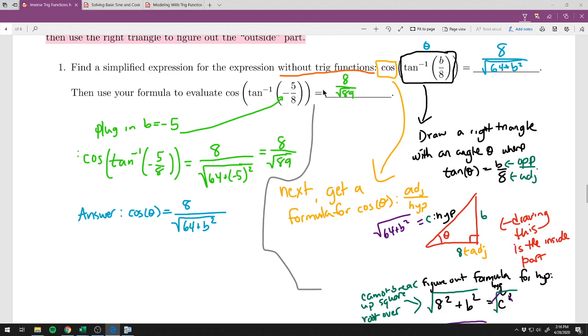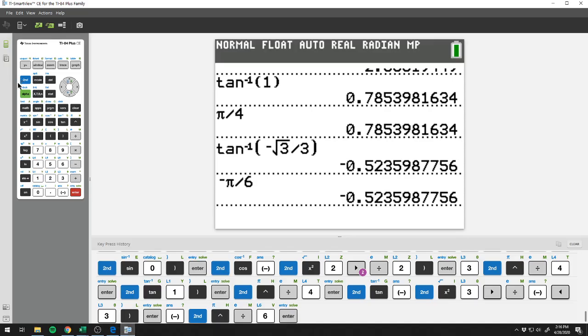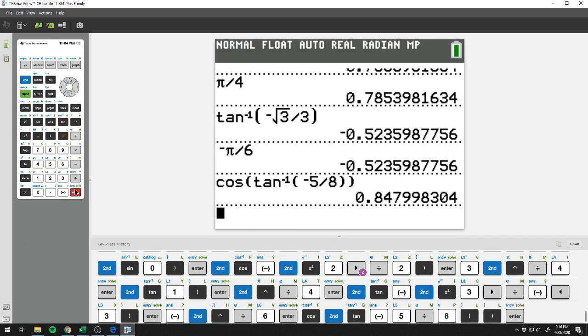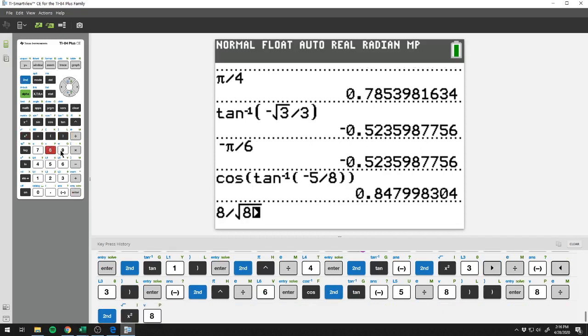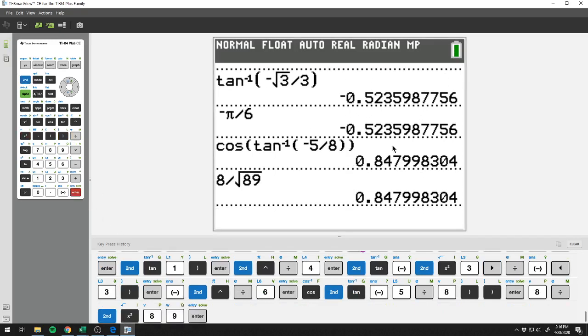Now, one thing I'll go ahead and do is just show you that this equals each other. So let's see, what does cosine of tan inverse of negative 5 over 8 equal? So we got that. Is this the same thing as 8 divided by the square root of 89? And it is. But this is not the right answer because we need the fraction. We do not want decimals. There's no way you're going to take this number here and be able to figure out it's this.